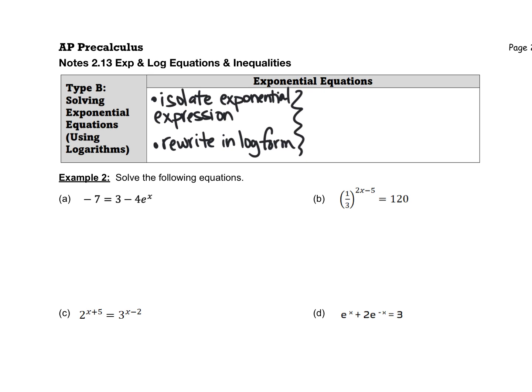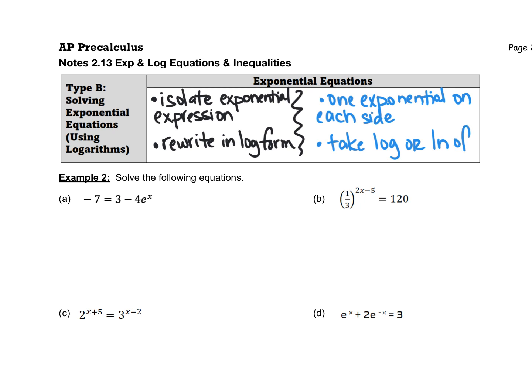So our options, if we can get it to one exponential expression on each side, then we can take the log of each side, or the ln. We're going to actually do that to one here in a minute. So if we have one exponential expression on each side, we can take the log or the ln of each side. Because in solving equations, what we do to one side, we want to do to the other, right? Maintain that sense of equality.